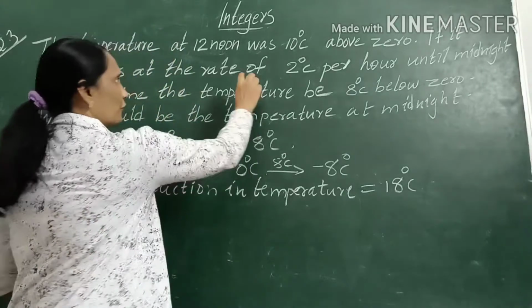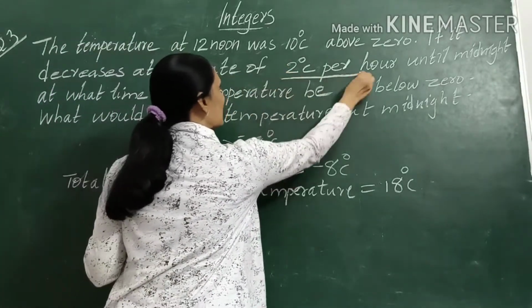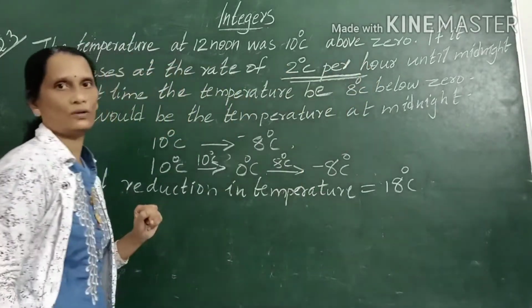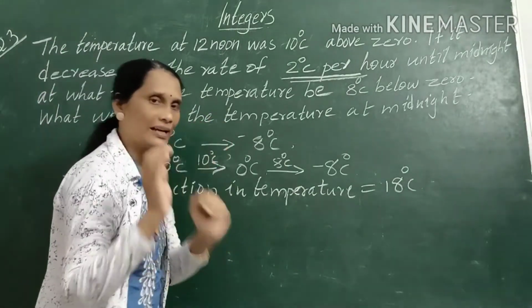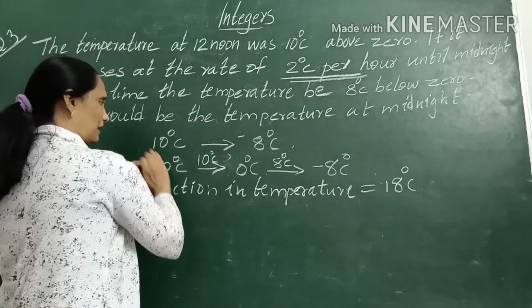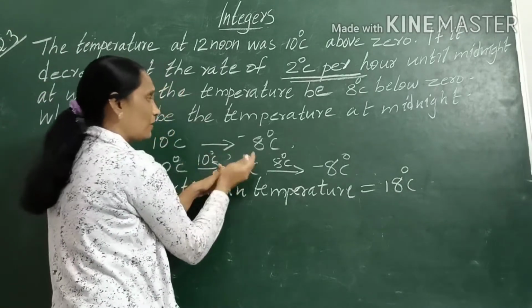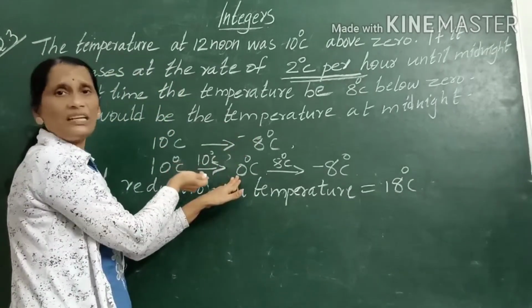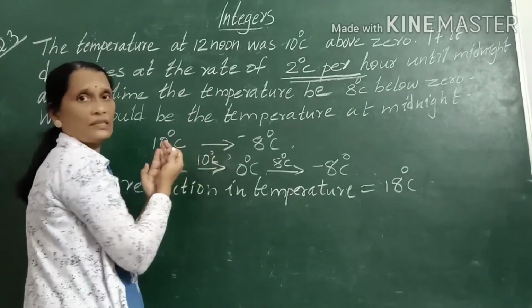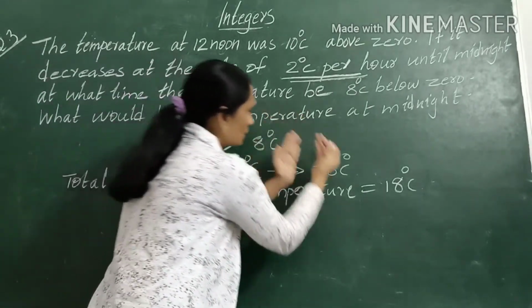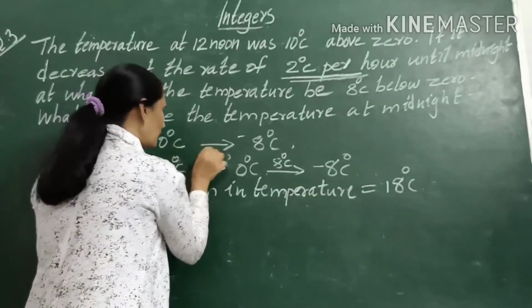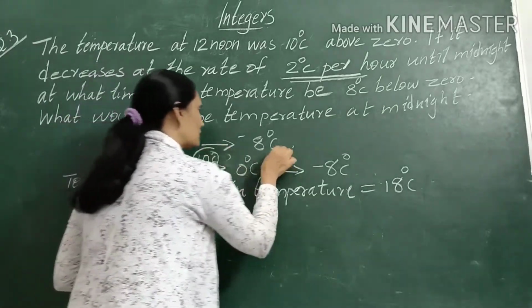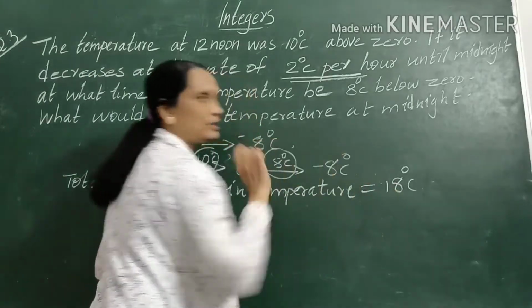So every hour 2 degrees Celsius reduction is going on. And here the total reduction in temperature: first 10 degrees Celsius changes to 0, so we know that 10 degrees Celsius difference is there. Again 0 changes to minus 8 means again an 8 degree change. So total reduction in temperature is 10 plus 8, that is 18 degrees Celsius.